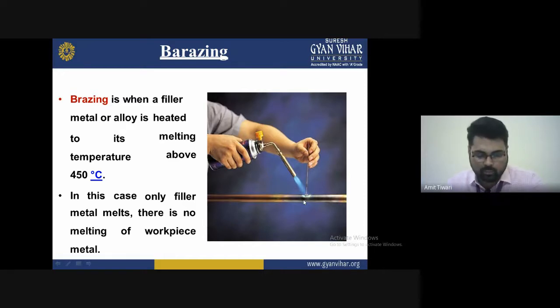These are some good features of brazing. It is helpful to understand that it gives a good quality surface, because there is no melting of the workpiece metal.